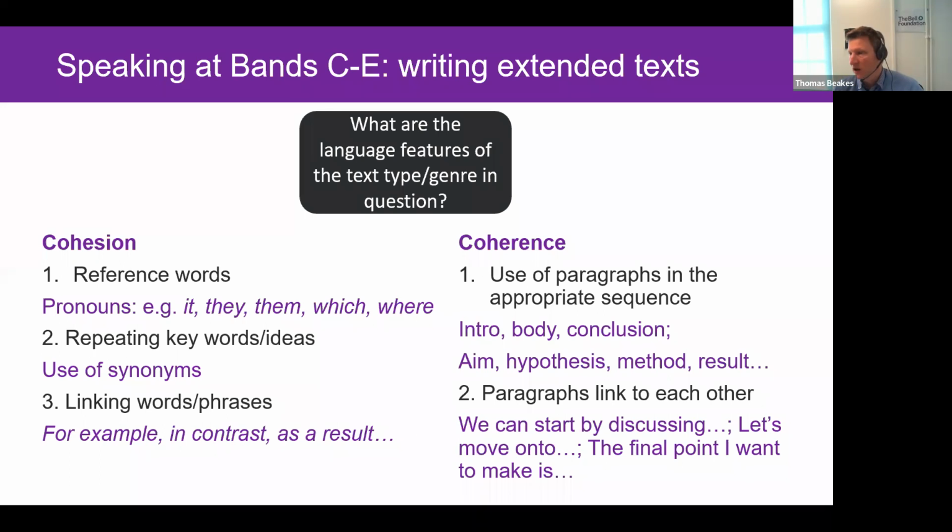So this is where we're talking about things like topic sentences and transition sentences and phrases like we can see here. We can start by discussing. Let's move on to the final point I want to make. This kind of language is really important to the coherence of a text.